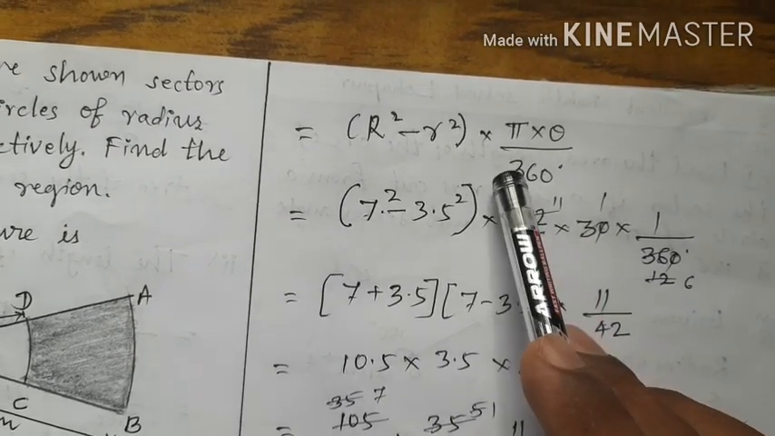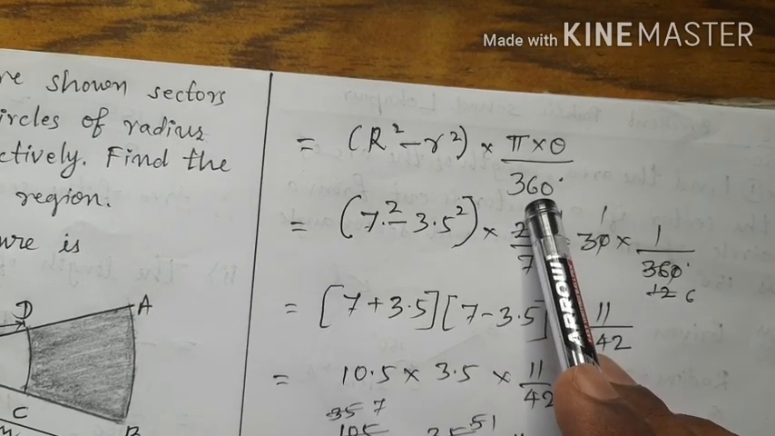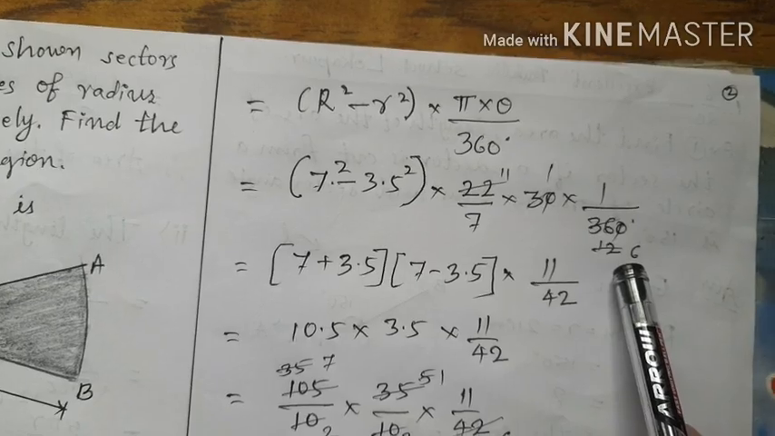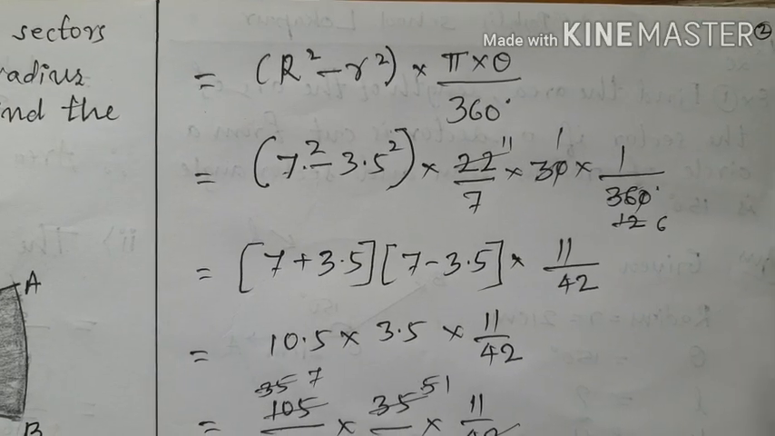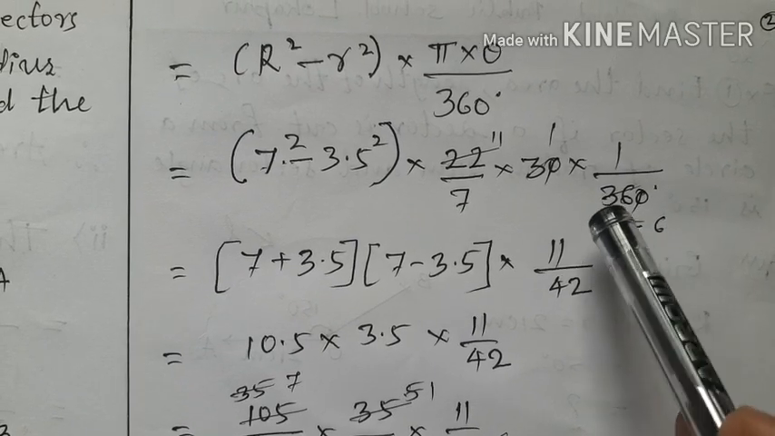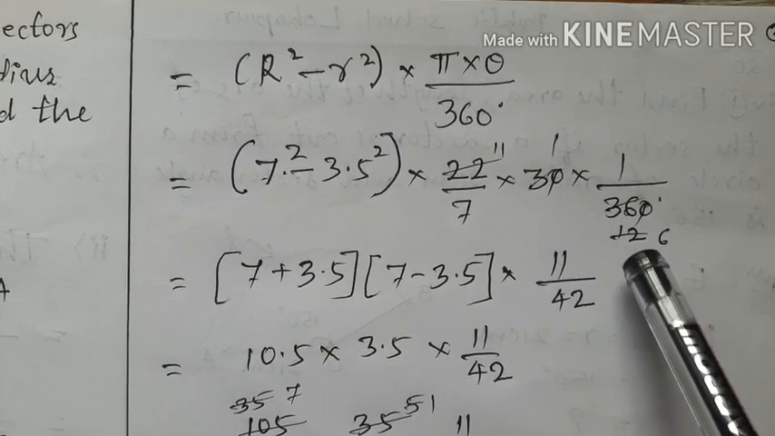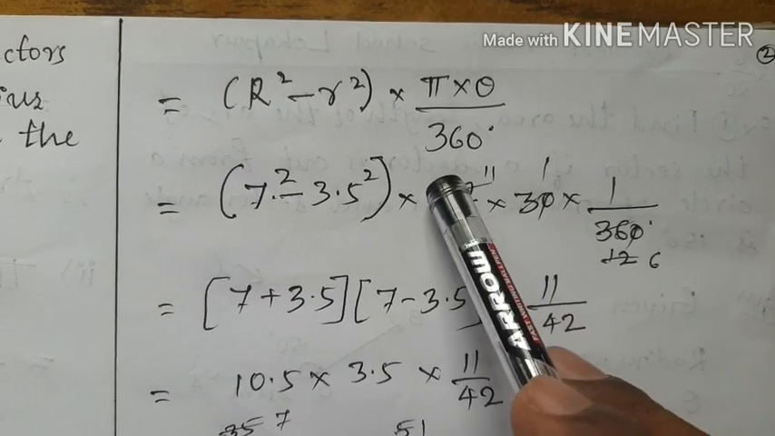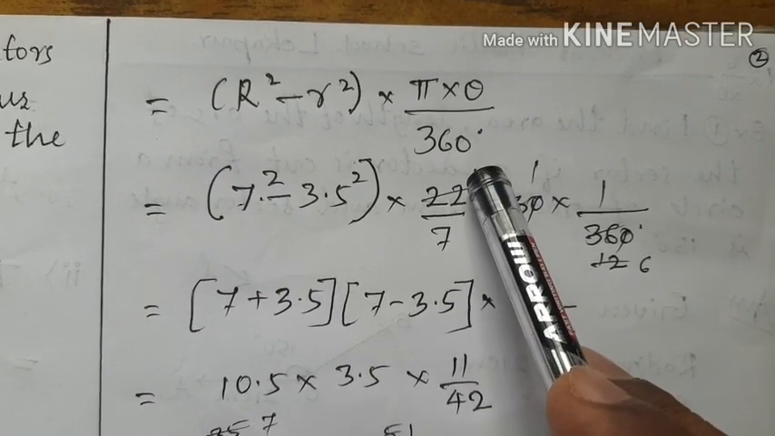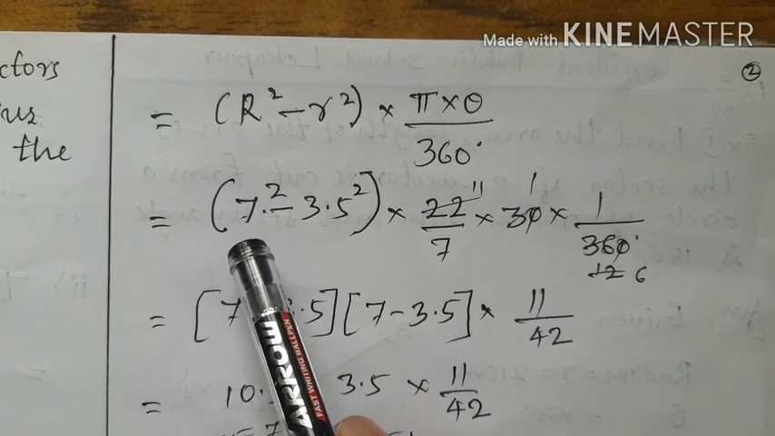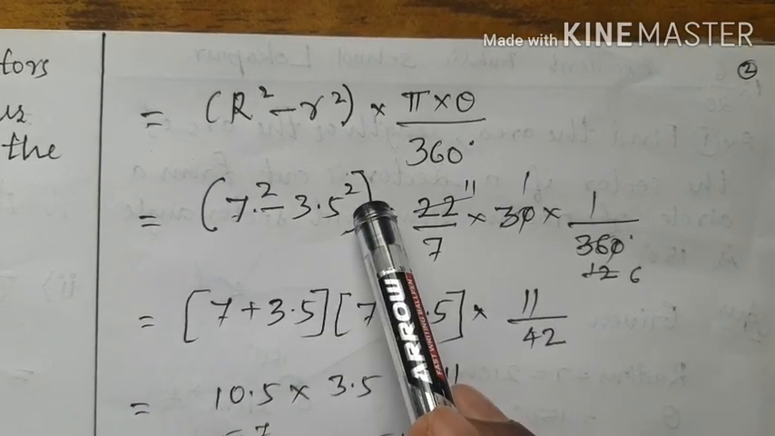This is 360, this is nothing but 360 by 1. If it is taken up, it becomes 1 by 360. So when we cancel, 0, 0 will get cancelled. Then 3 1s are 3, 12s are 36. Then 2 6s are 12, 2 11s are 22. Right? And so children, here we get 7 square minus 3.5 the whole square.